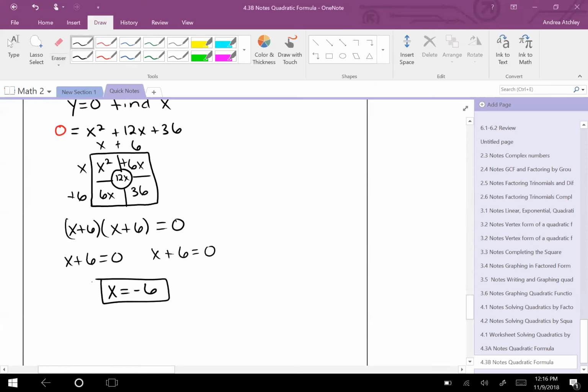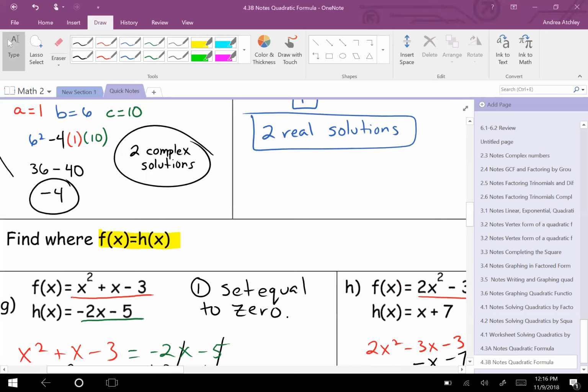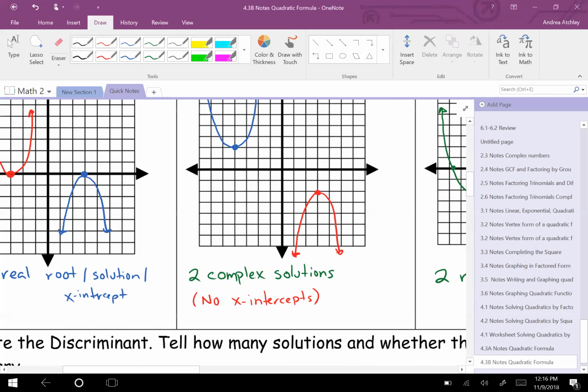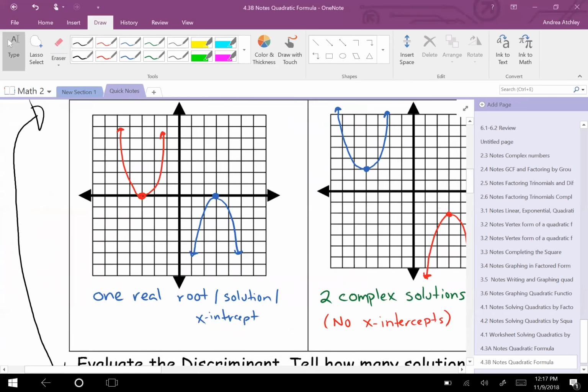Okay, since I only have one x-intercept, what does everyone picture in their head the graph is going to look like? When I graph this, because I only got one answer, one x-intercept, can anyone describe what the graph would look like? Very good. Since I only got one solution to my equation, my vertex will be on the x-axis. Any questions over that?